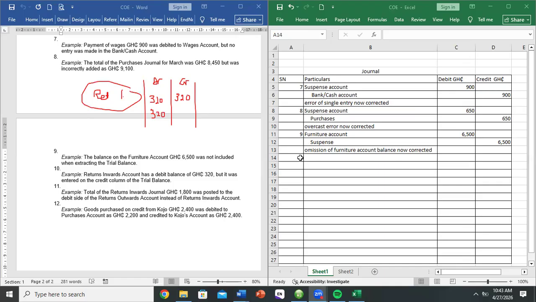Because again, there's an error that is affecting the trial balance. So we will debit return inwards, then we'll credit suspense, 640, 640. What narration would you give here? This is posting to the wrong side of the trial balance. Now corrected.